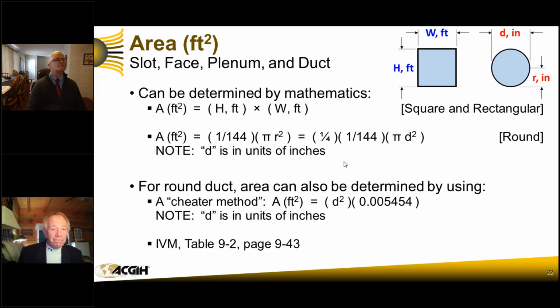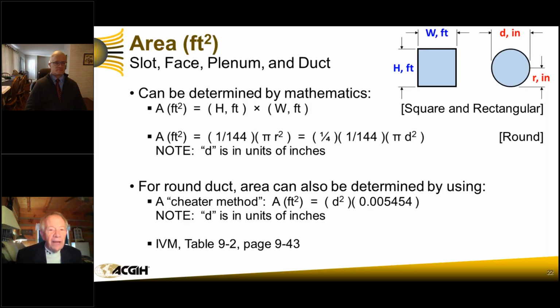Everybody's done that before. For round duct, we can use the cheater method, which is my favorite method. We take our diameter in inches, we square it, and we multiply times 0.005454, the area of a 1-inch circle, and the ratio of areas of circles goes up as the square of their diameter. So know that D is in inches. It's a great way to save some time if you do this for a living.